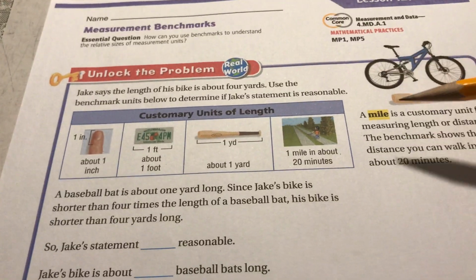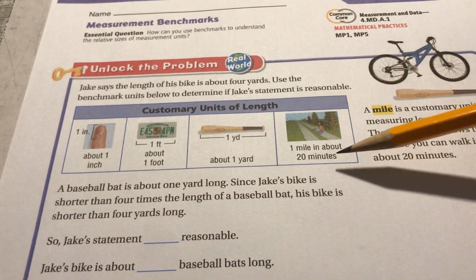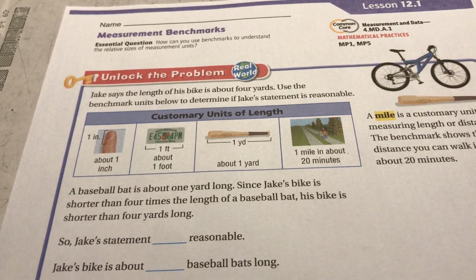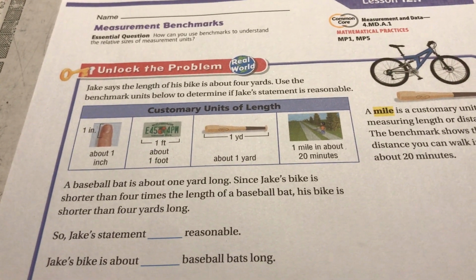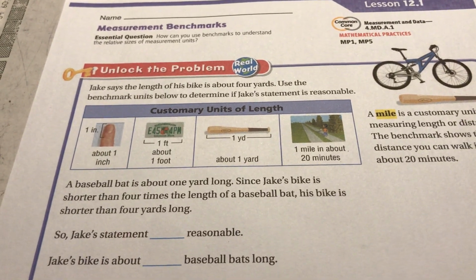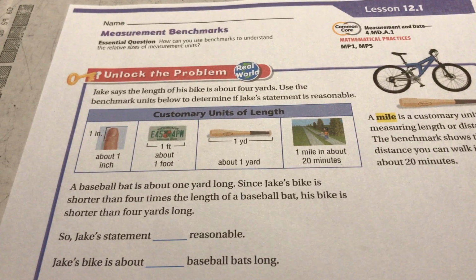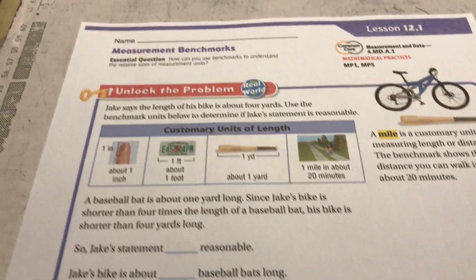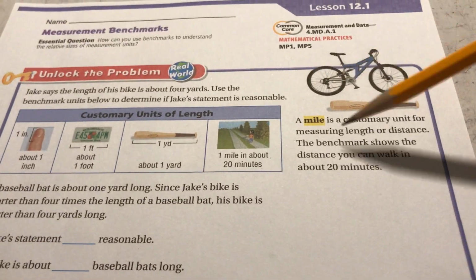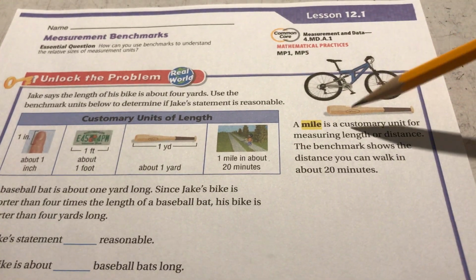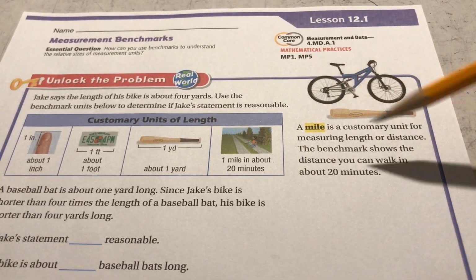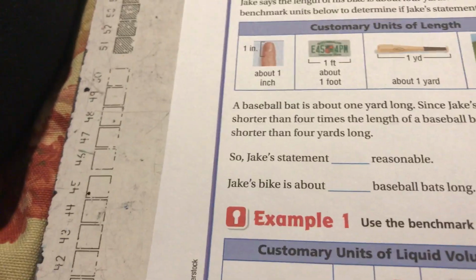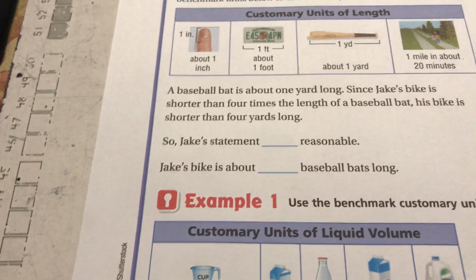And if you wanted to figure out about a mile, it takes about 20 minutes to walk 1 mile. That's not running, and not walking really slow, but a normal pace. It takes a normal person about 20 minutes to walk a mile. And a mile is from Mountain Park School down to where the police station is. That's about 1 mile. You can see over on the side here, it says a mile is a customary unit for measuring length or distance. The benchmark shows the distance you can walk in about 20 minutes. Okay, so a baseball bat is about 1 yard long.